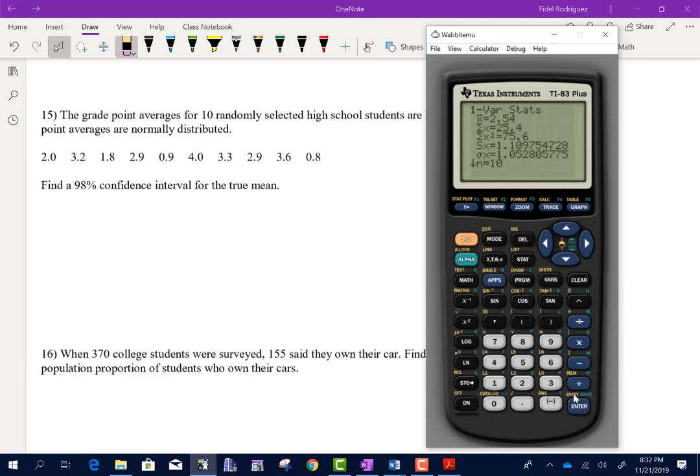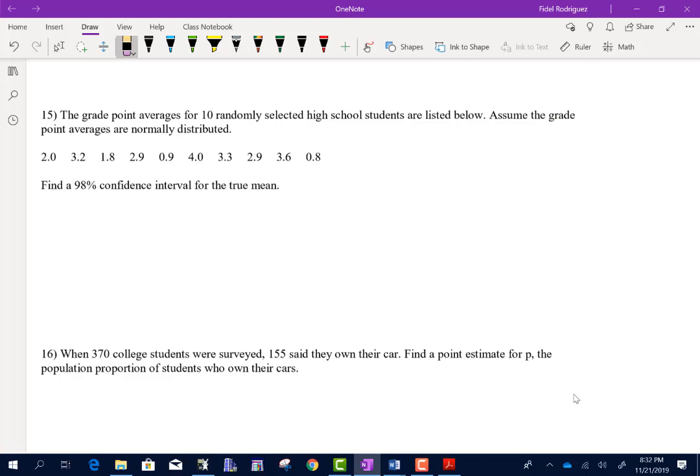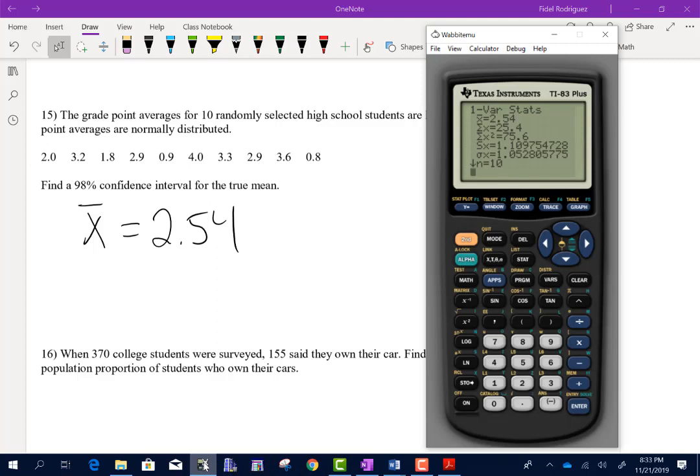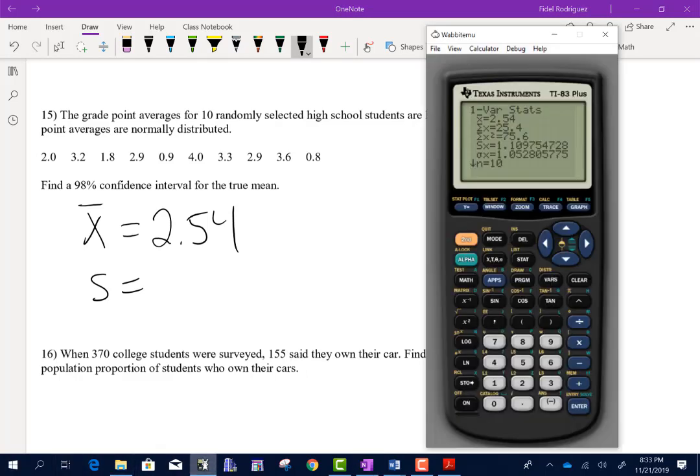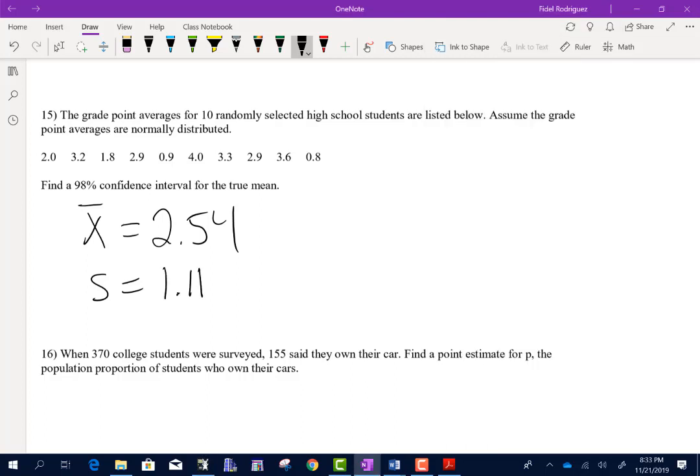Okay, let's take a look here. A couple of things I'm going to write down. My X bar is 2.54. My S in this case is 1.11. My N in this case is 10. And y'all agree our C in this case is 0.98?